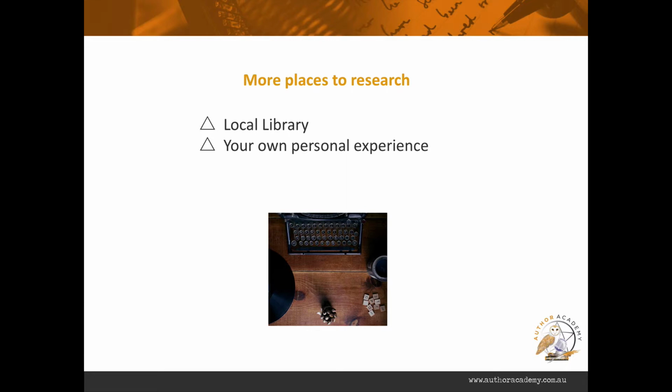Really is important. Research is one of the most crucial parts of writing your book. Why? Because it will make your story not only credible, it will make it a really good read, and people will line up to buy your story, your book.